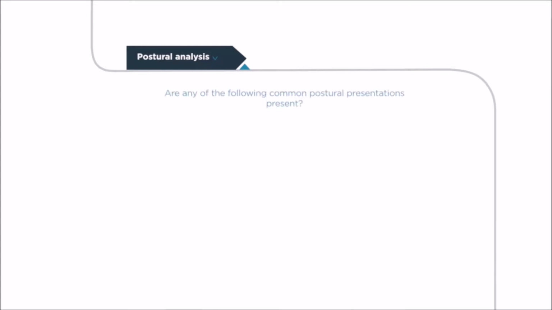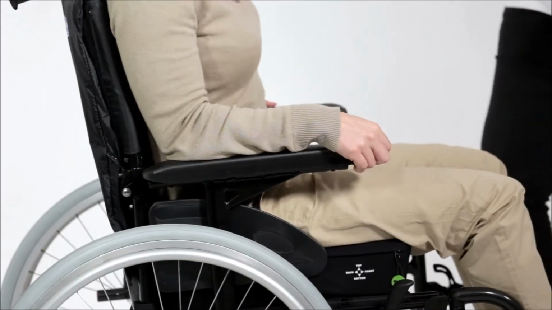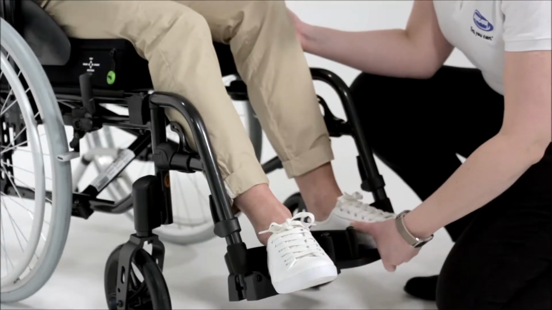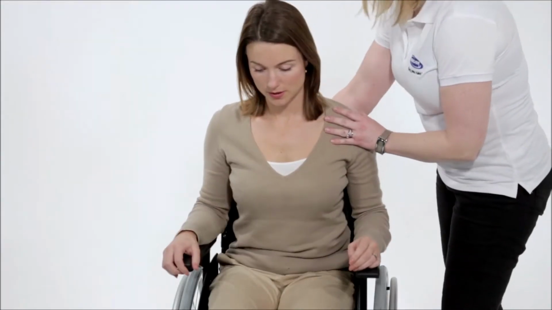Are any of the following common postural presentations present? Posterior pelvic tilt and kyphosis, anterior pelvic tilt and lordosis, pelvic obliquity and scoliosis, hip rotation, hip adduction, hip abduction, windswept. Ask the person to sit upright. Check to see if they're sitting as far back in the wheelchair as possible. Ask them to lean forward or with assistance to see if the posterior pelvis contacts the back support.